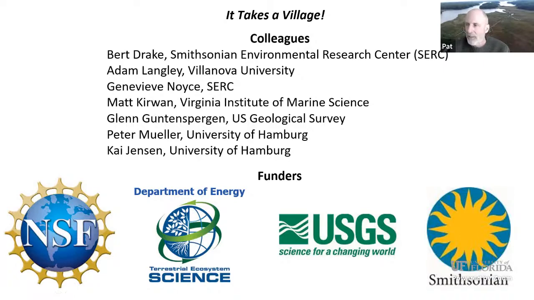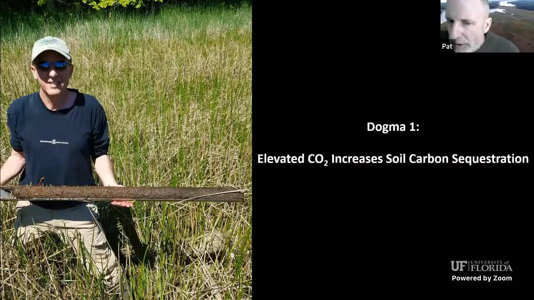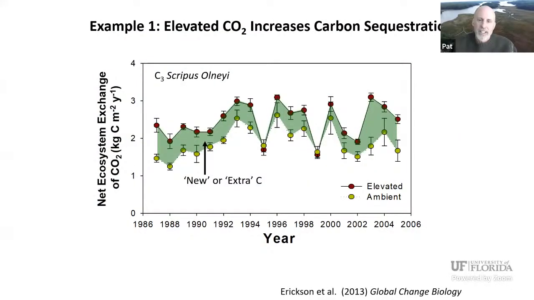All right, so with that, we'll get into some data, and I'm going to present this point of view of mine in the context of three dogmas. The first of which is that elevated CO2 increases carbon sequestration. And the reason this is dogma is because we know that elevated CO2 generally increases plant productivity. And here's some evidence of this from the marsh.